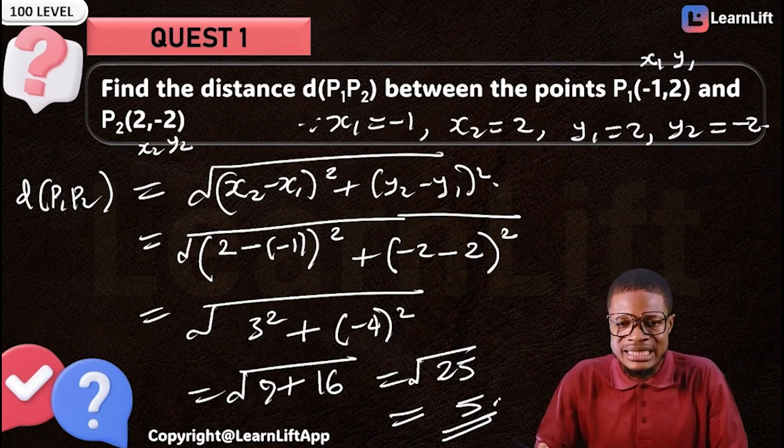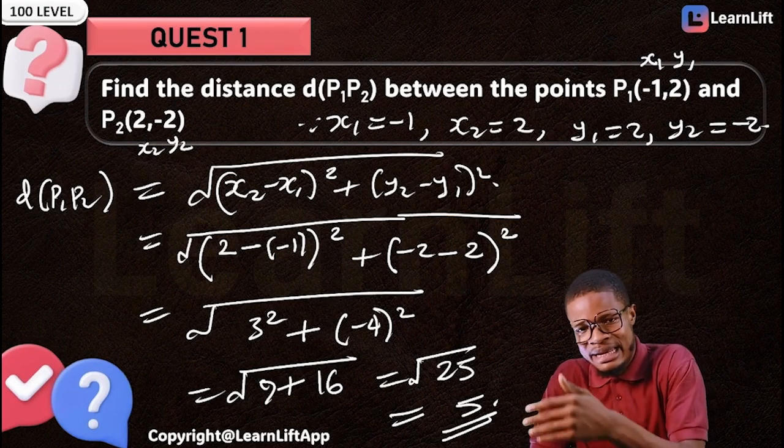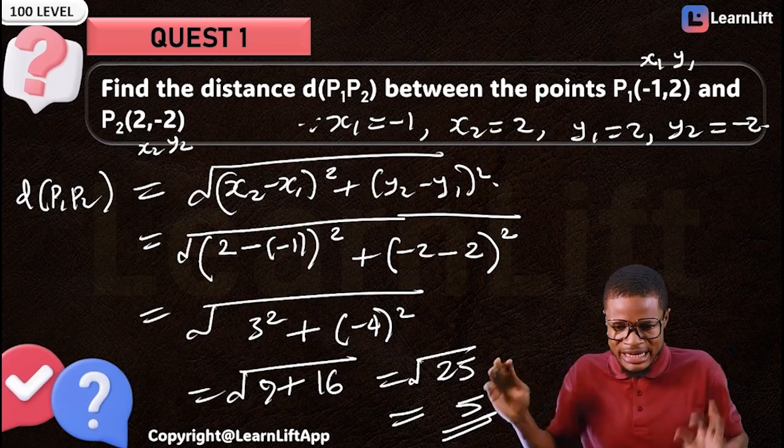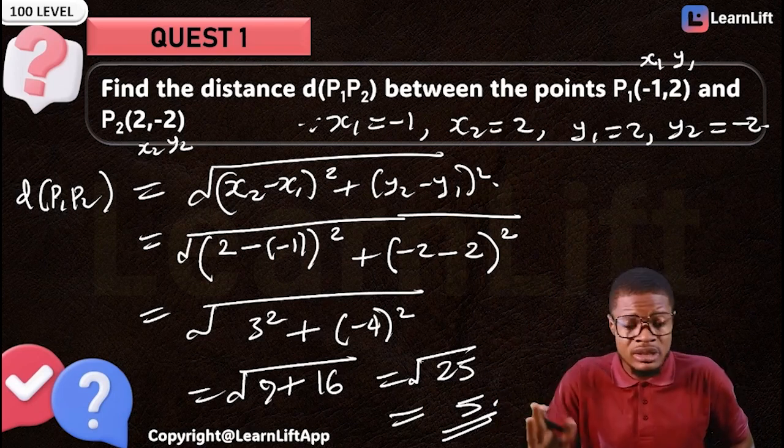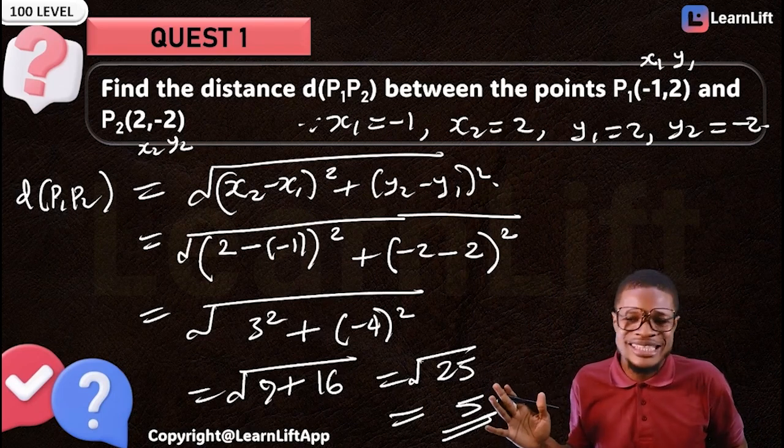So what is the distance between P1, P2, and then distance P1, P2? What is the answer there? 5 is the correct answer. We have solved it and then you are out of there. Simple. So you see now.